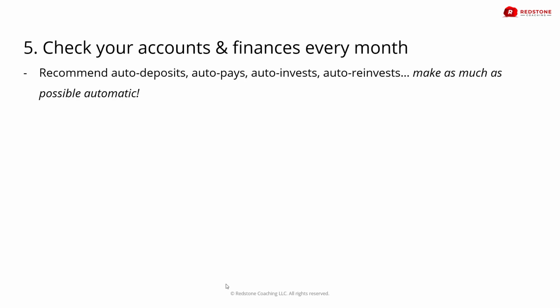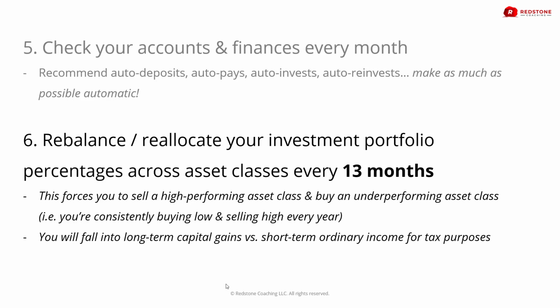All right, so I do recommend auto deposits, auto pays, auto invest, auto reinvest. As much as you can, make everything automatic because it will make your life super easy. I literally only check my finances once a month because I know my system, I trust my system, I built my system, and I know it works. So I check it once a month, and then I rebalance my investments once a year, which we'll talk about in a second. 6, you will need to rebalance your investment portfolio annually because of what's called portfolio drift or allocation drift.